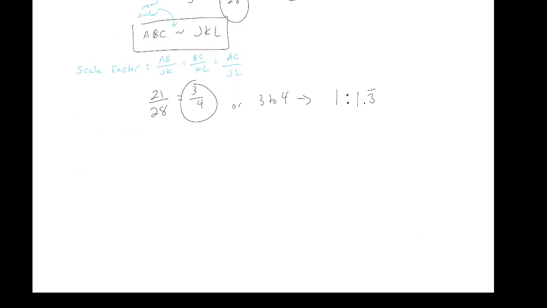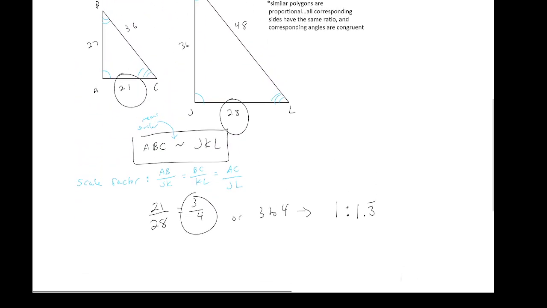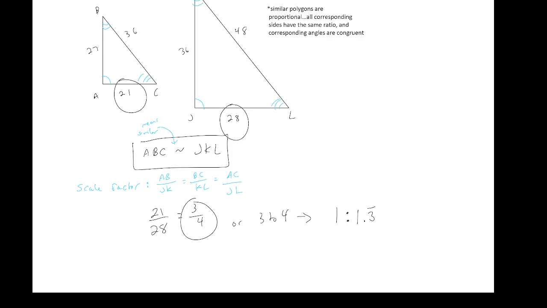But let's make it a little bit simpler. We're just dealing with triangles. We have 3 parts that are going to be corresponding, okay? And again, as I just mentioned, all sides have the same ratio when similar.